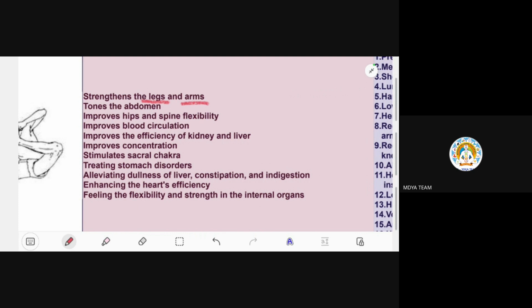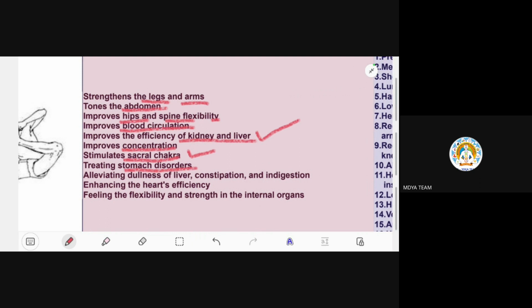Okay, it tones the abdomen area, improves the hips and spine flexibility, improves the blood circulation, improves the efficiency of kidney and liver, improves concentration. Sacral chakra, yes, please mark this one. Sacral chakra. Treating stomach disorders. There are lots of disorders where one can do this. And again, it is prescribed by the doctors. If doctors advise, then only practice this asana.